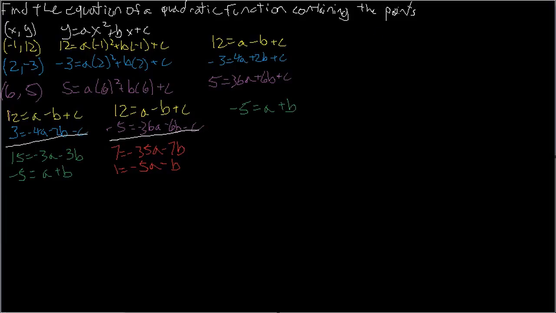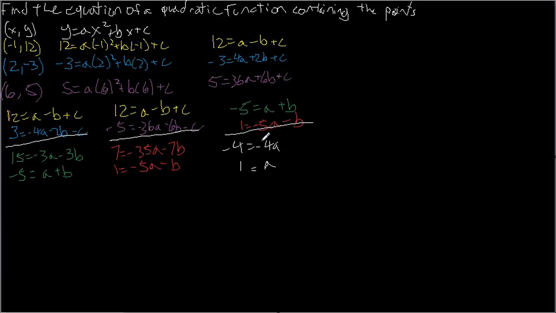because all I have to do now is add these two equations together, and b is eliminated because b already has opposite coefficients in these two. I have plus b and minus b. So when I add these together, negative 5 plus 1 will be negative 4, and a minus 5a is negative 4a, which will tell me that a is equal to 1. I just divide both sides by negative 4.